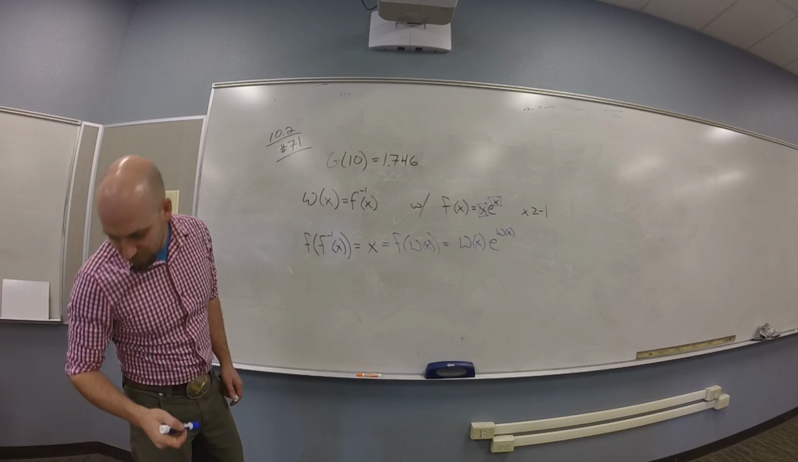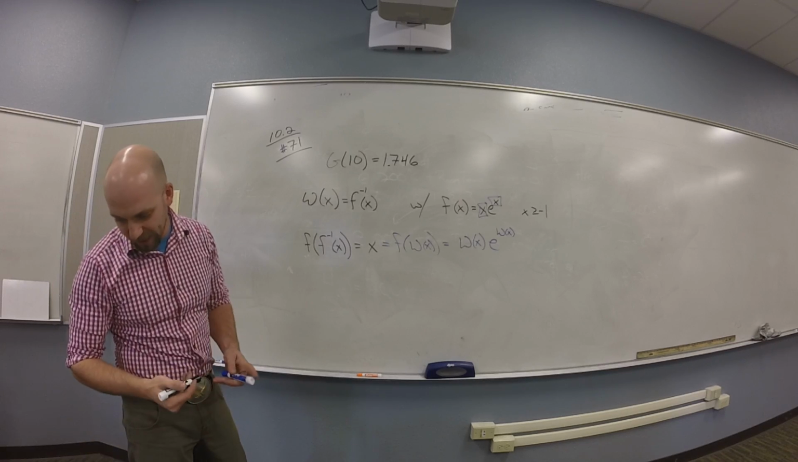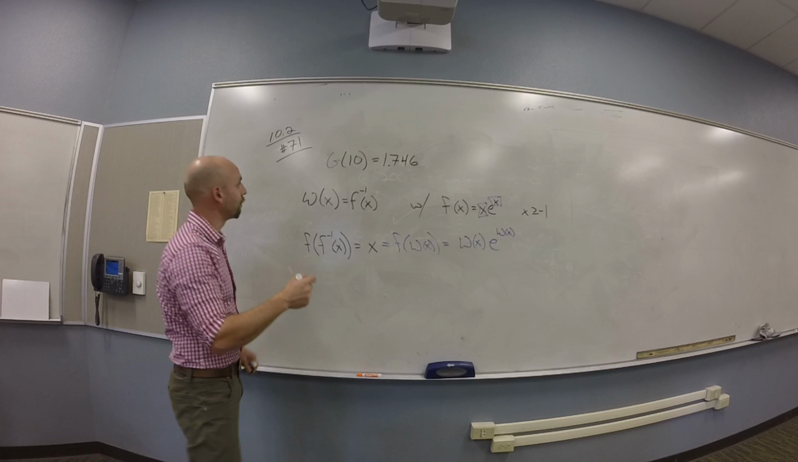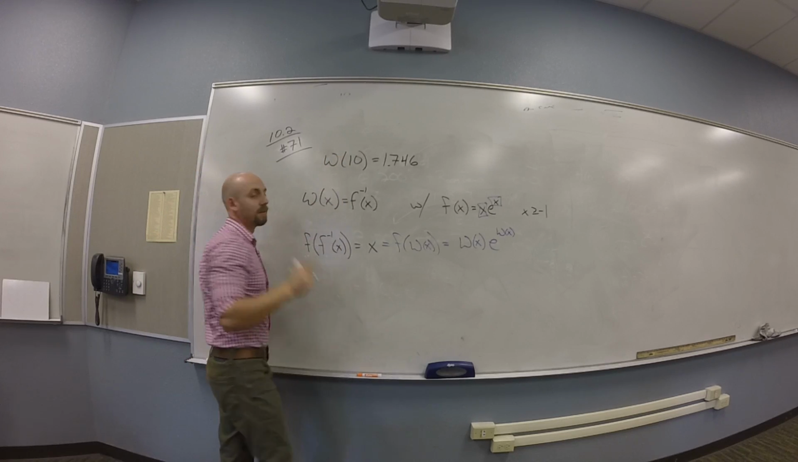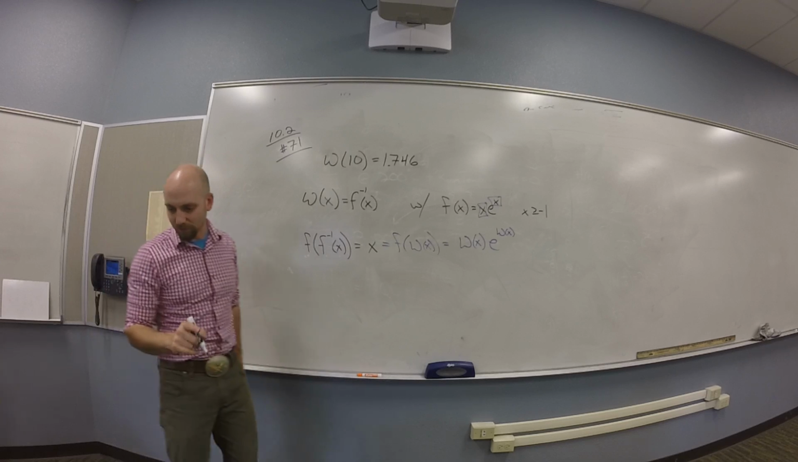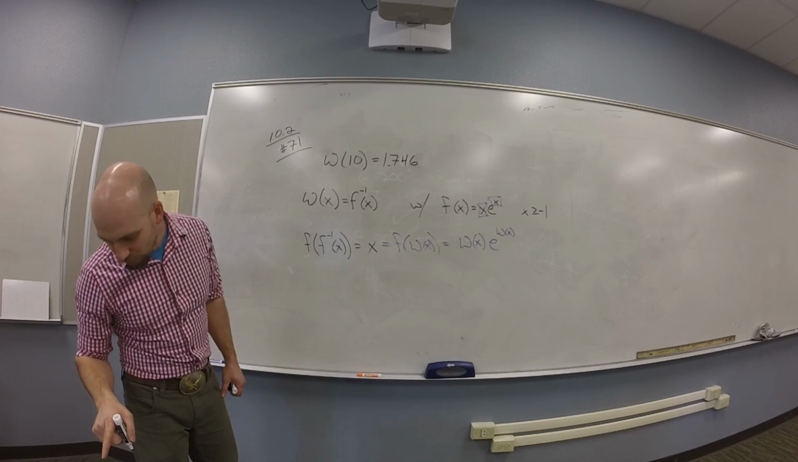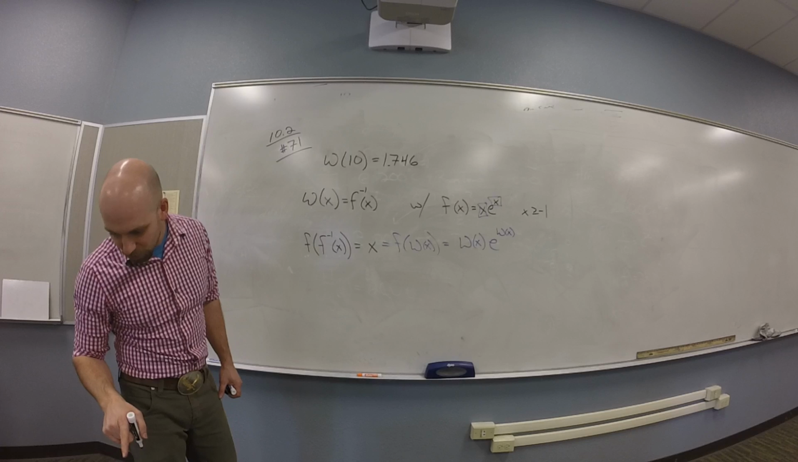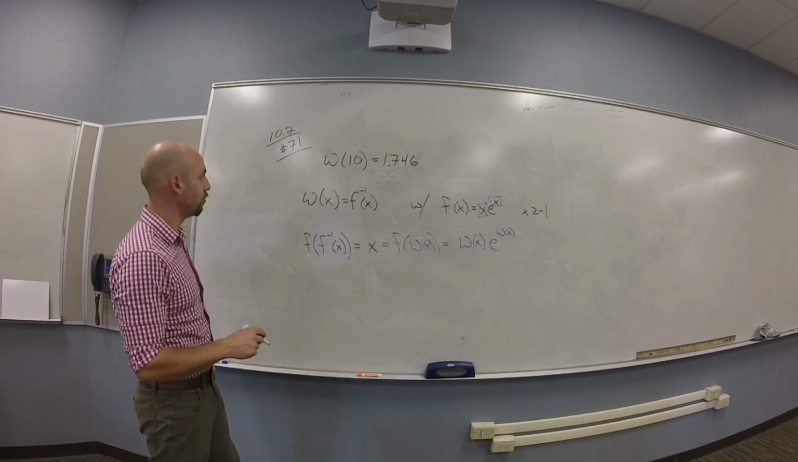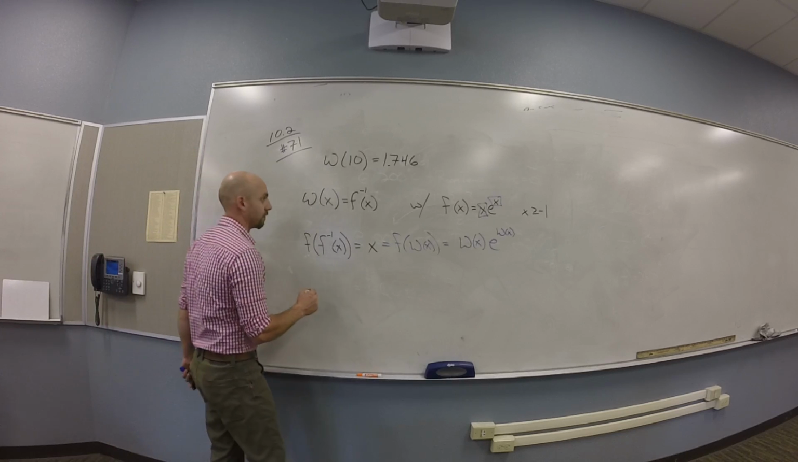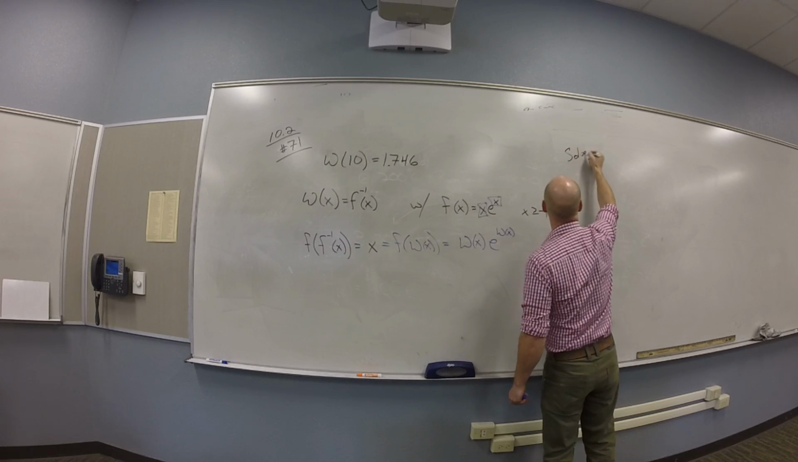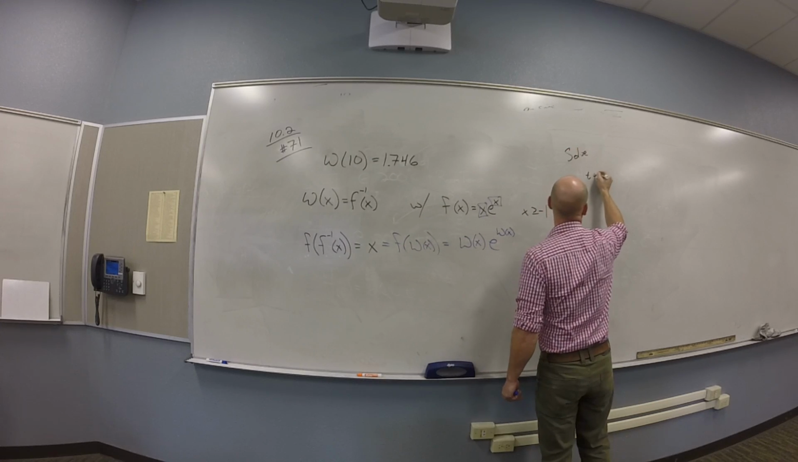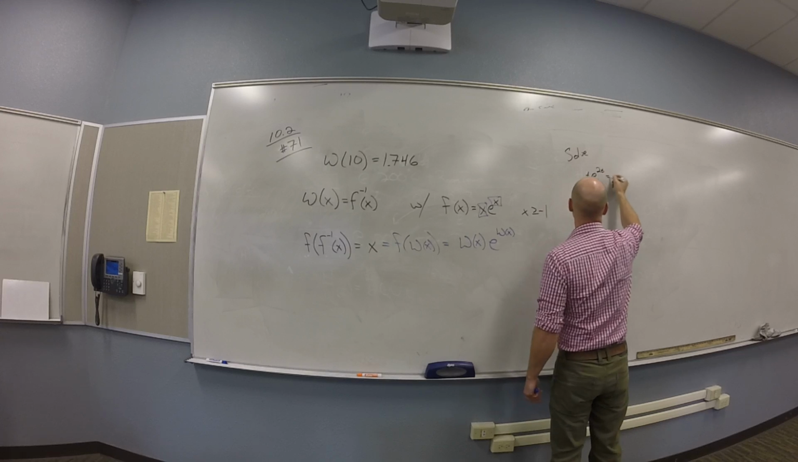And then they tell me, given that W of 10 is 1.746, I'm supposed to find a solution to the equation t e to the 2t is 5. t e to the 2t is 5.